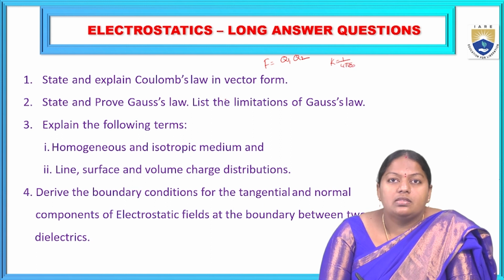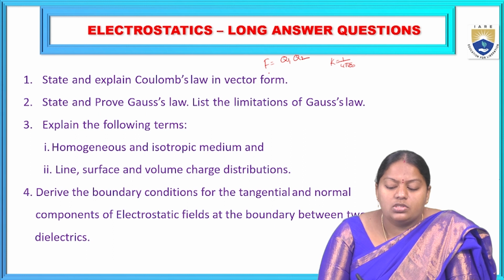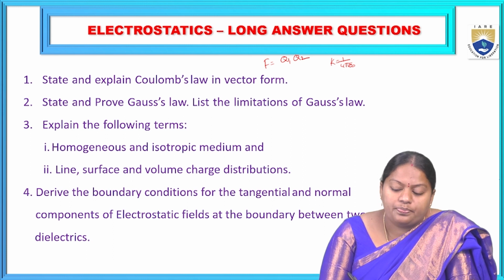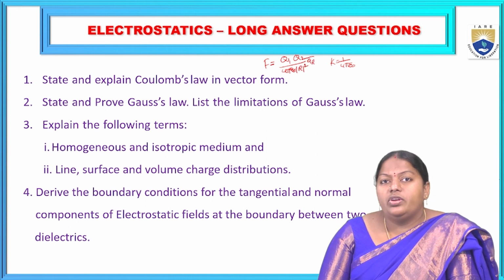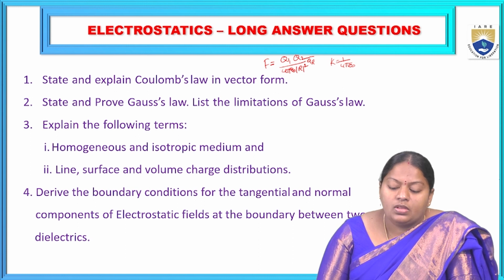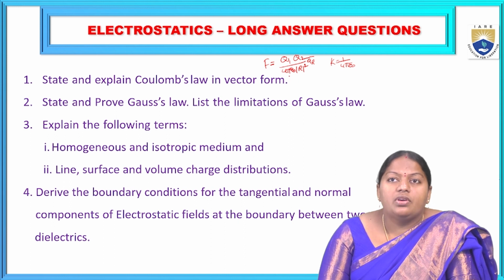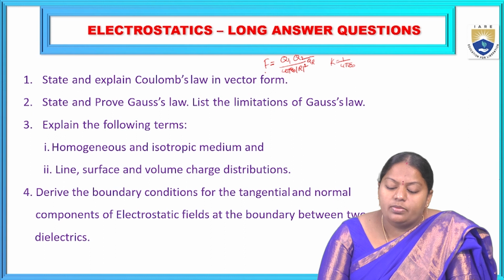Electric force is an example of a vector, so we need to express this in vector form. Mathematically we can state the equation as F equal to Q1 Q2 by 4 pi epsilon naught R square into aR, where aR is the unit vector in the R direction. Okay, so this is Coulomb's law. For two point charges, the equation is F equal to Q1 Q2 by 4 pi epsilon naught R square into aR.